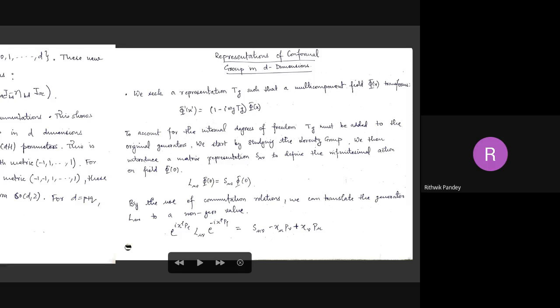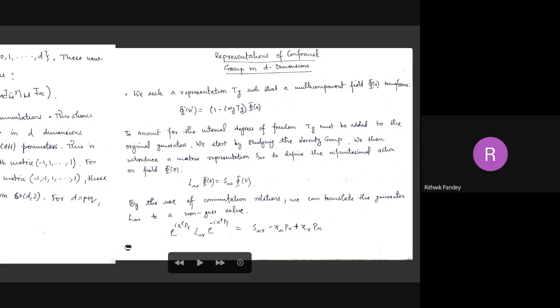So we introduce a matrix representation S mu nu to define the infinitesimal action on the field at phi of 0. The important thing here is choosing the point 0 for now, because point 0 under a Lorentz transformation goes to the space-time origin only. So that doesn't change. So we are seeking a representation of this form where L mu nu acting on this can be represented by a matrix S mu nu acting on the multi-component field.